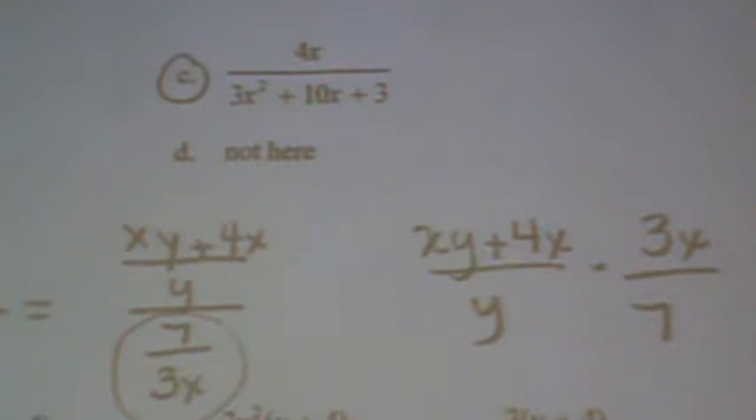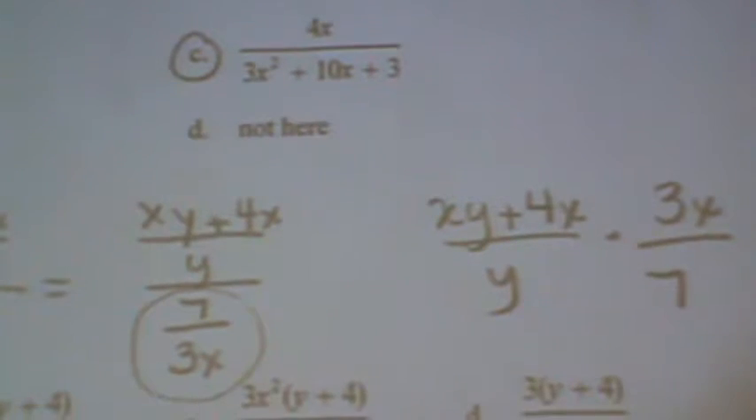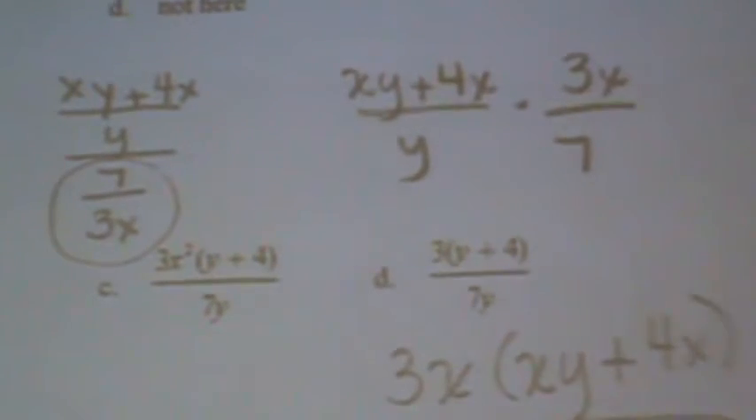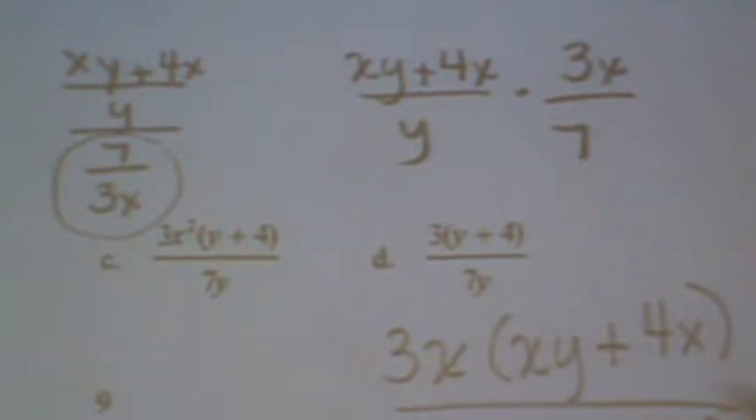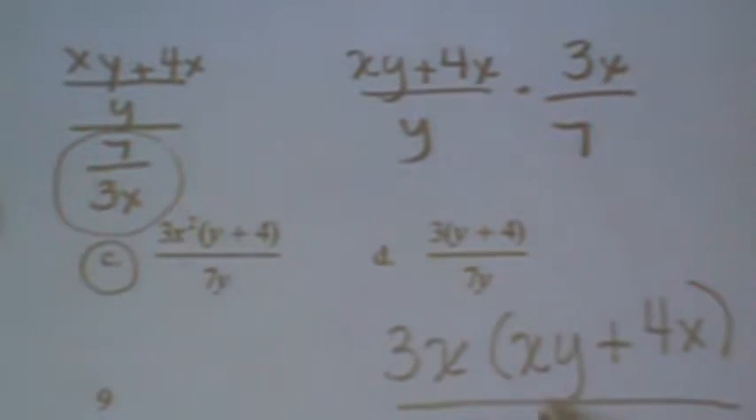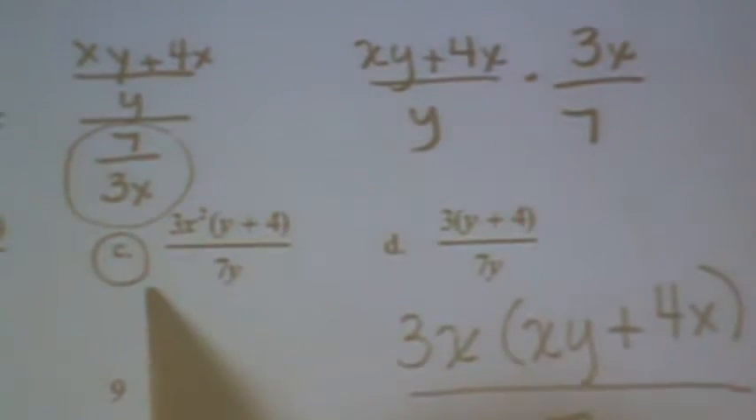And it does not look like anything cancels. So you get 3x times xy plus 4x over 7y. Now this one, what they did, they pulled out an x, and the best answer is C. It's 3x squared times x plus y over 7y. So it's C. This is a more difficult one.